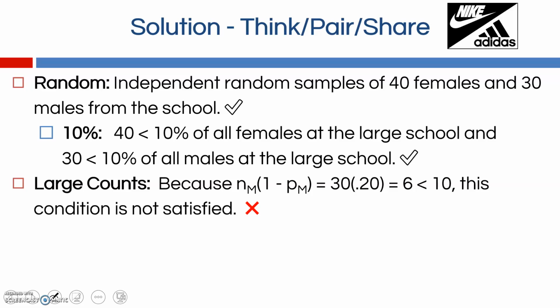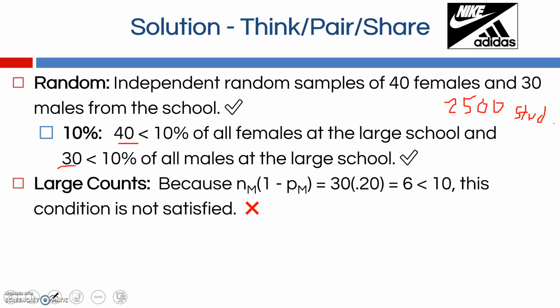So the random condition: independent random samples of 40 females and 30 males from the school, that checks out. 40 is less than 10% of all females at the large school, and 30 is less than 10% of all males at the large school. We're assuming that's true. As we said in class, there's typically about 2,500 students at a large high school. And assuming about half the student body is female and half is male, 1,250. These numbers are well less than 10%.